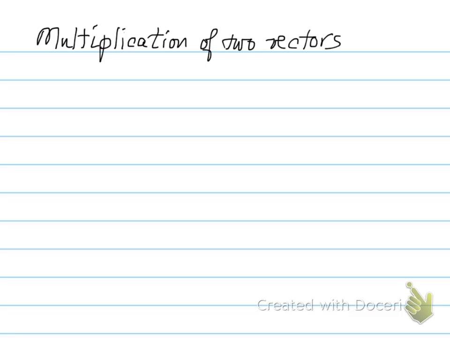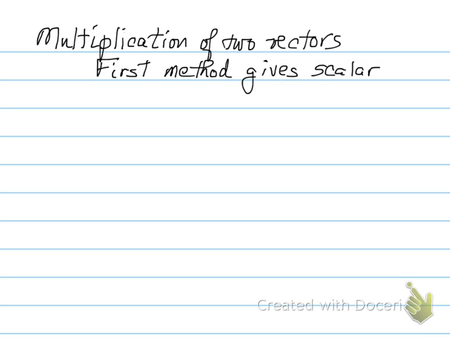Let's talk about the multiplication of two vectors. There are two different ways you can do this. The first one we'll talk about is a method that gives a scalar quantity. The other one we talk about later will give us a vector quantity.